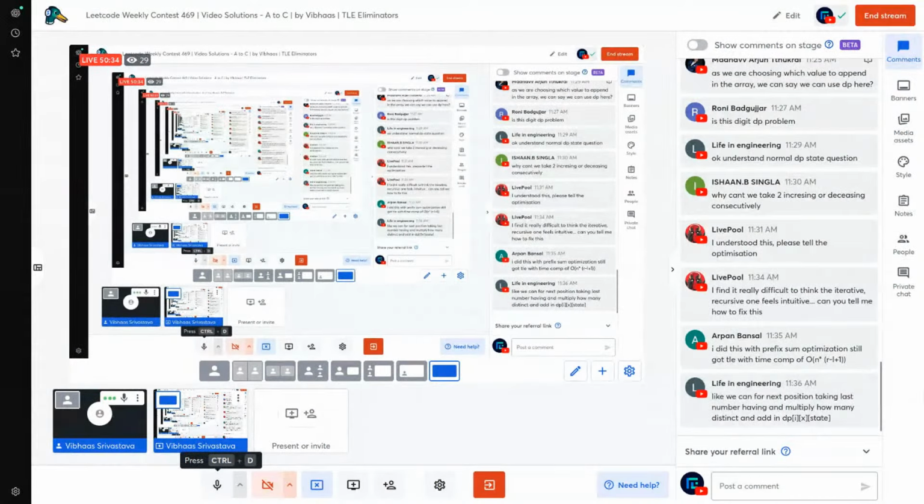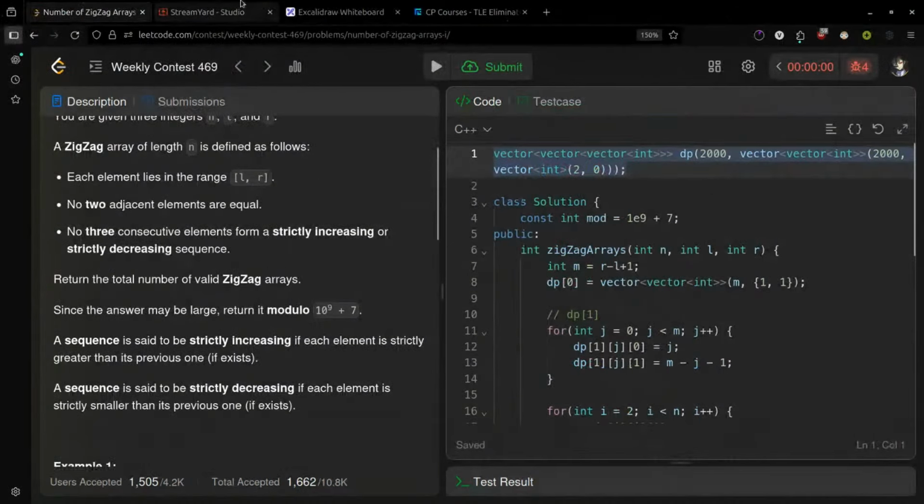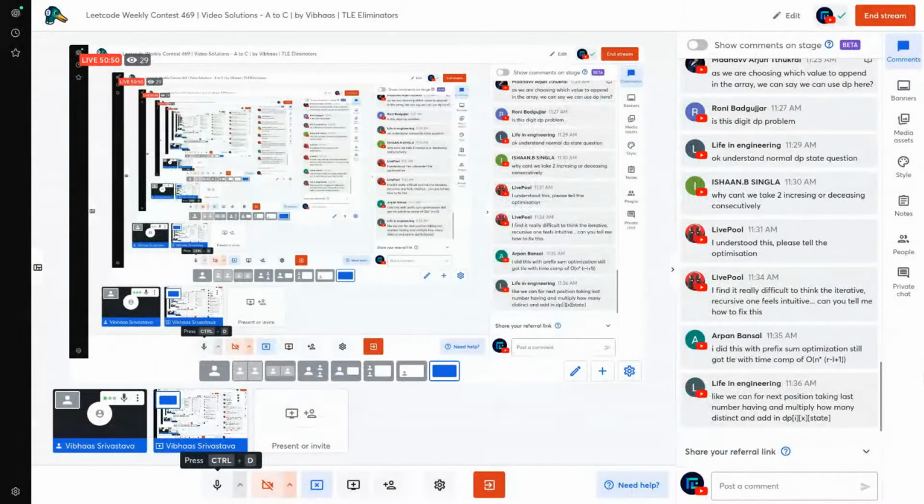I did this with prefix sum optimization and still got TLE. I'm not sure why. Maybe did you declare your DP array globally? If you did not declare your DP array globally, then you might get TLE. That's the only thing I can think of, because my solution is also exactly the same: the same DP with prefix sum optimization.